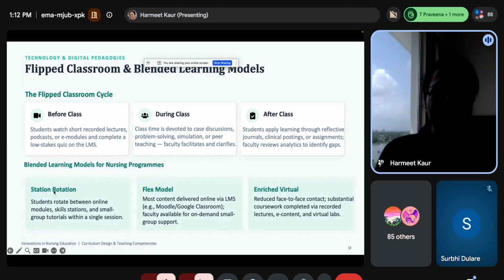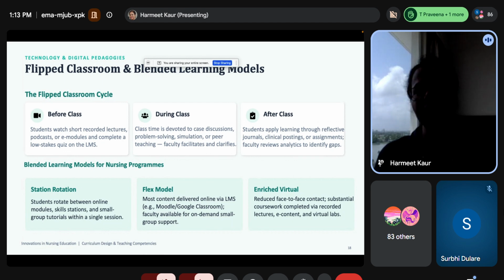Okay. Then another method is blended learning models for nursing programs. There can be station rotation. Students can be rotated between online modules, where you may share some online modules with them, then they may come to the lab for actually doing some skills, and then in the end there will be some group activities for the students. So the class can be split into three parts, where the students go through some online modules in groups, then they do some skills, and then some group activities can be there. Okay, that is station rotation.